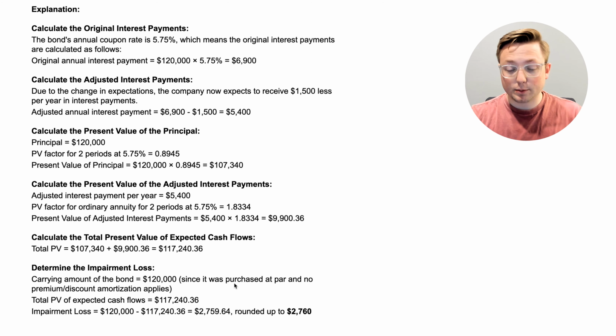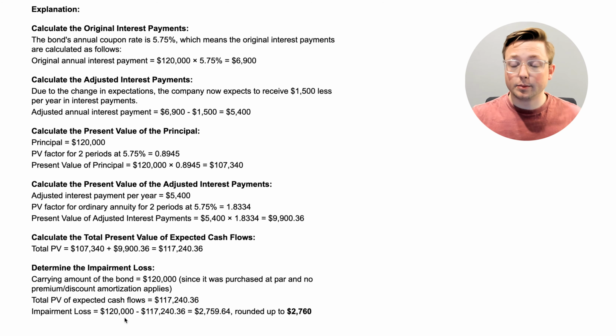Now we compare that to the carrying amount of the bond, which again is the amortized cost, but in this case, since it was purchased at par and no premium or discount amortization applies, it's still the $120,000. So you compare the two, and that gives you the impairment loss of $2,759.64, or really, rounded up to $2,760. That's how you figure out the impairment loss.